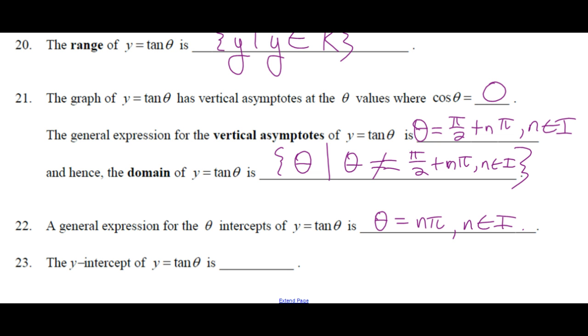What's the y-intercept? 0, right? The y-intercept is at 0. And it's happy to be there.